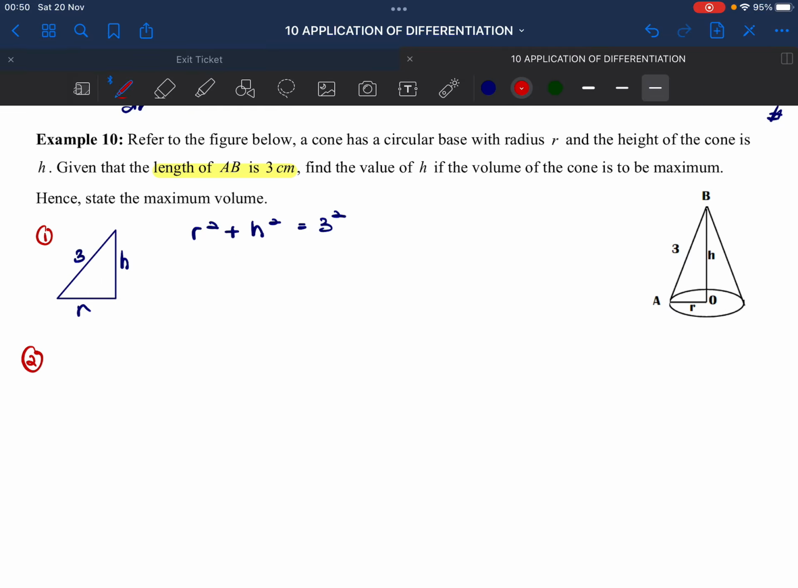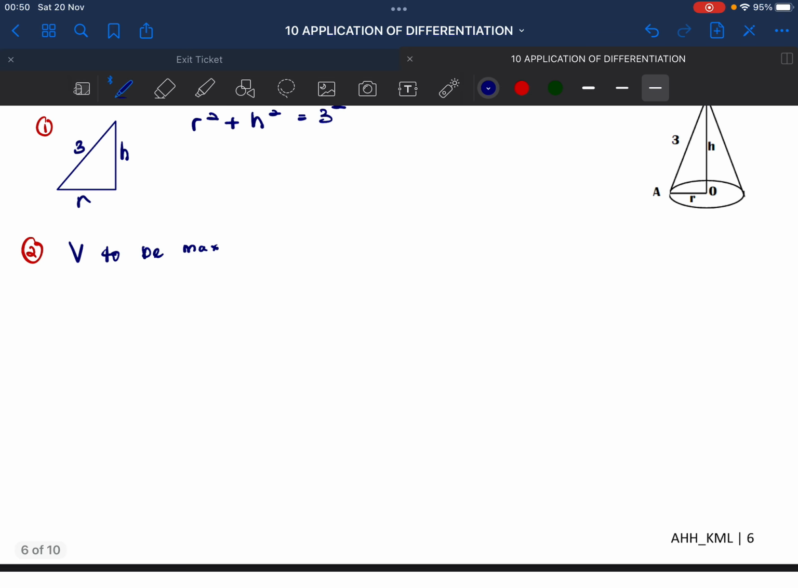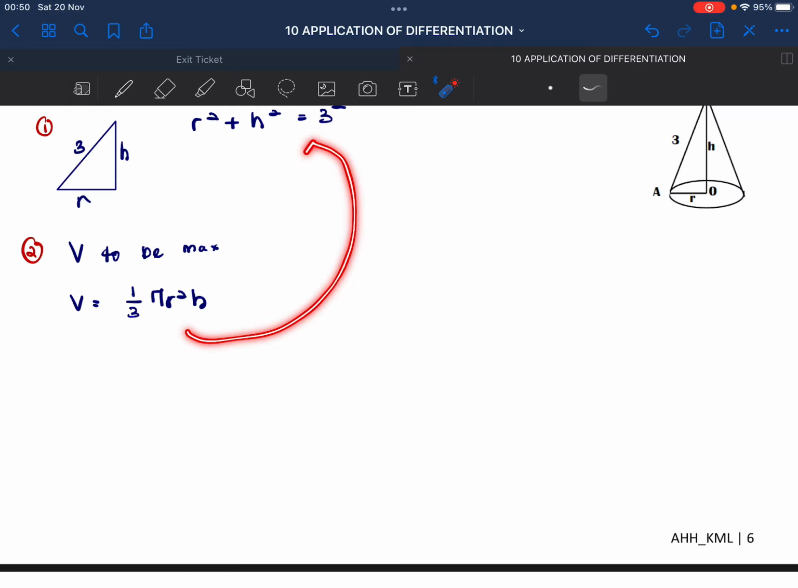What is the question? What does the question want? Find the value of h if the volume of the cone is to be maximum. So the question wants the volume to be maximum. The formula for the volume of the cone is 1 over 3 pi r square h. Remember, in the second step, this must be in a single variable. So you have r, you have h. How can we do that? Just ask for help from the first step.